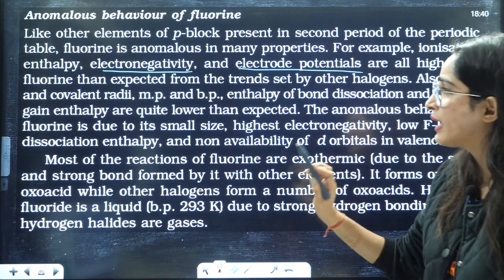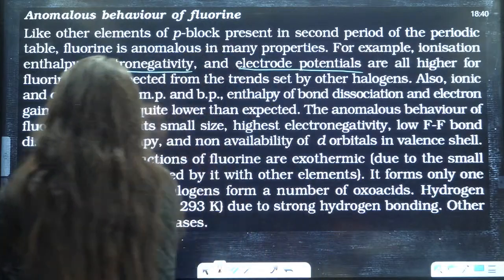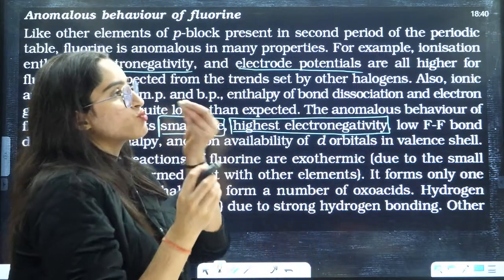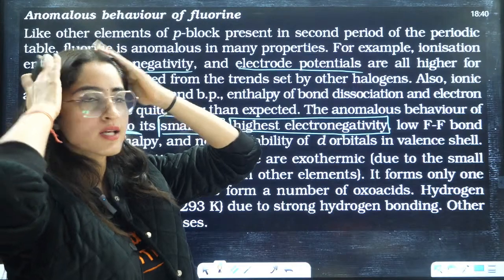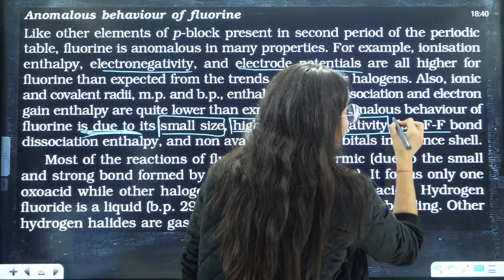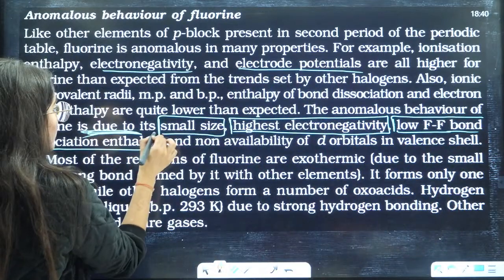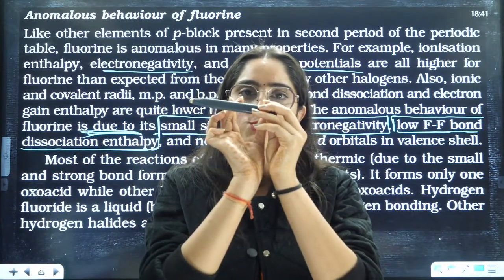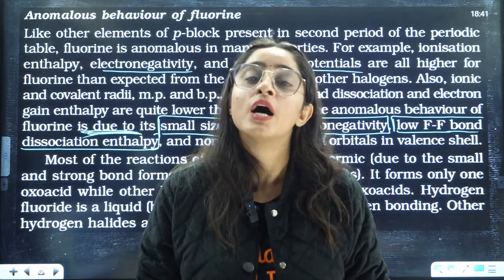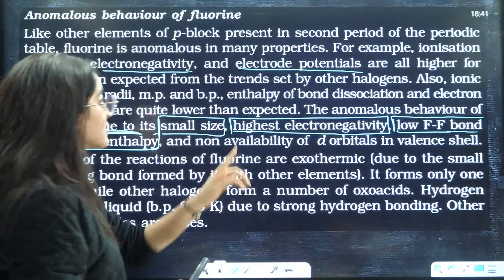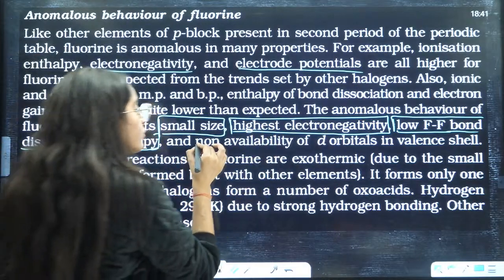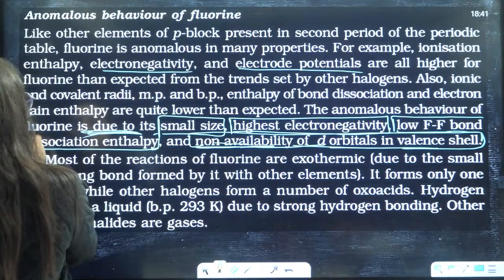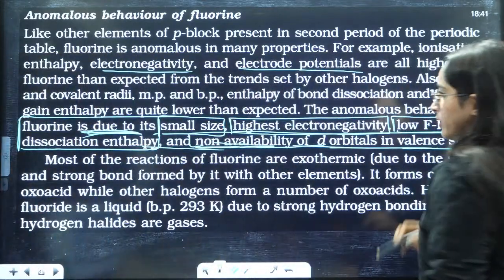The anomalous behavior of fluorine is due to, first, small size, highest electronegativity, very small but so many responsibilities, right? So highest electronegativity, low FF bond dissociation enthalpy. It's not that I'm very small, my bond length is very small, so it is very difficult to break me. No. Because of the electron repulsions, it has low FF dissociation enthalpy. Non-availability of the d orbitals, right? These are the four reasons that they can definitely ask you a statement based question on, right?